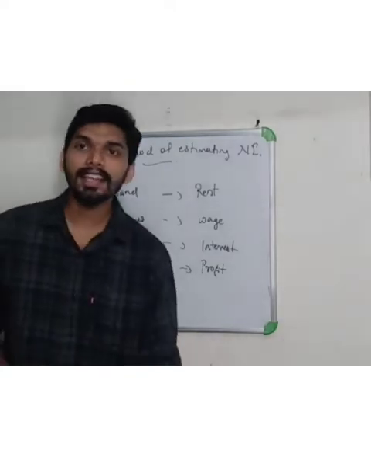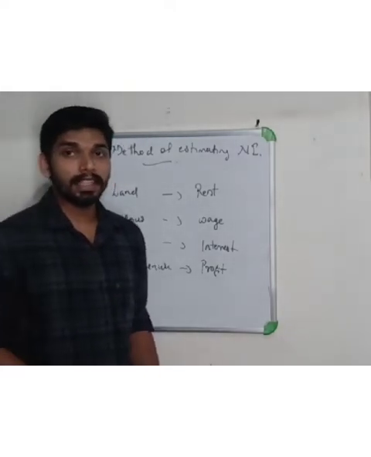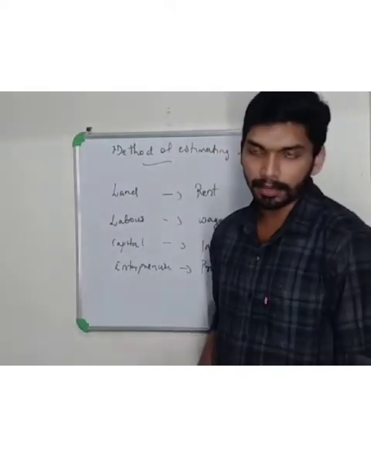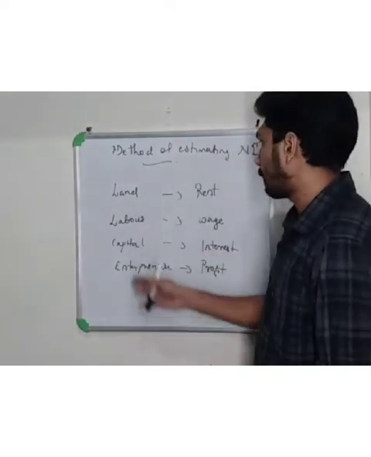So we can say that under the income method, the national income is calculated by the sum of the factor payments.